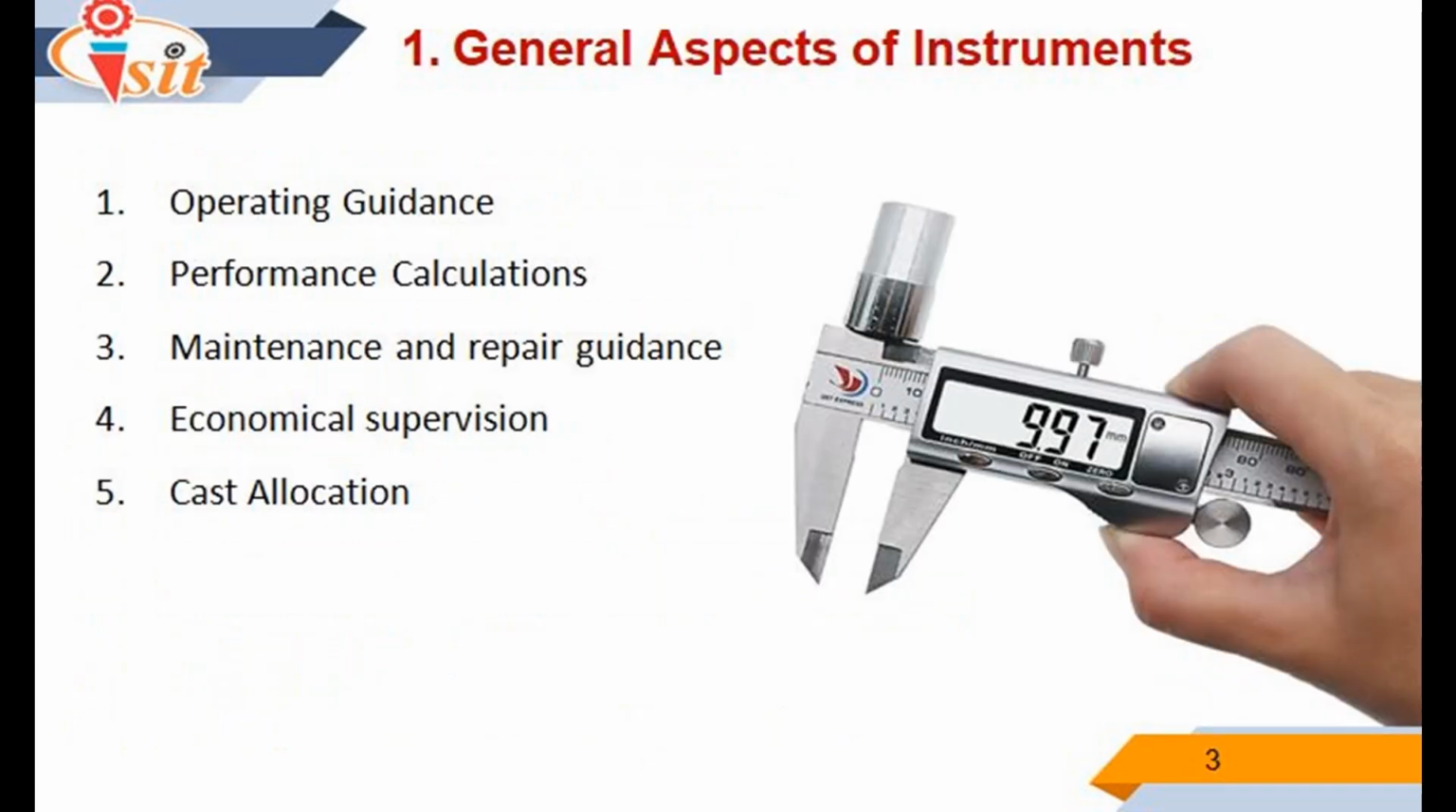The first point is related to the general aspects of instruments. Instruments are used for a number of reasons. They provide accurate information for guidance to safe, continuous and proper operation. The first aspect of instruments is operating guidance. The instruments provide guidance to the operator for proper operation.